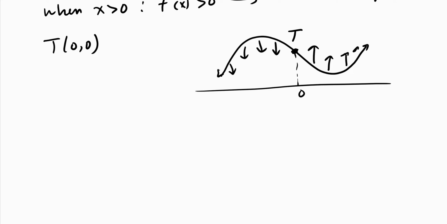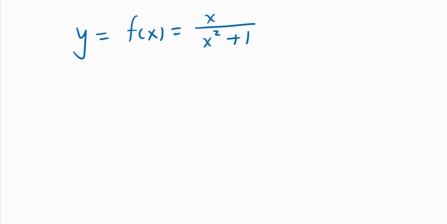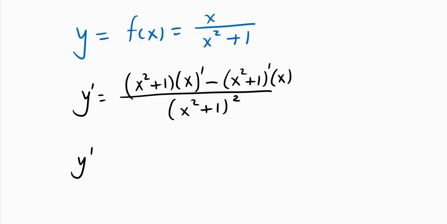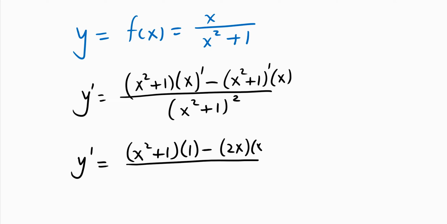Now let's take a look at another example. y equals f of x equals x over x squared plus 1. Let's start by finding the first derivative, y prime. By the quotient rule, we have the denominator times the derivative of the top minus the derivative of the denominator times the top one. So y prime equals (x squared plus 1) times 1 minus 2x times x, all over (x squared plus 1) squared.